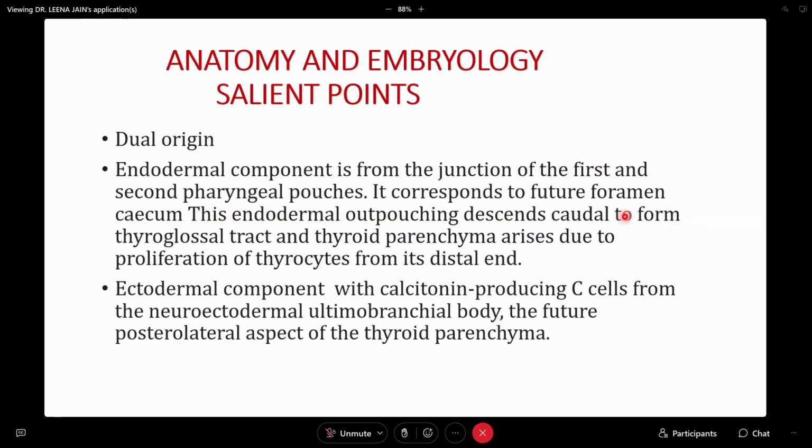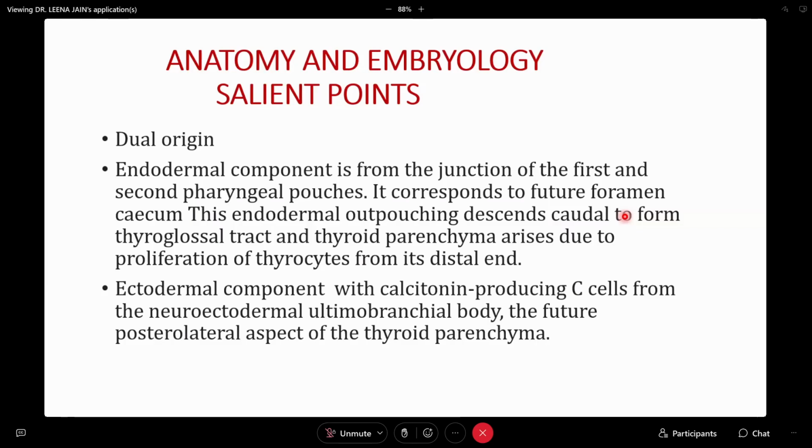So what about the embryology? For every anatomical aspect, we should first know the embryology. A few important points: the thyroid gland has a dual origin. It is an endocrine organ with origins from both the ectoderm and the endoderm. The endodermal component arises from the junction of the first and second pharyngeal pouch.